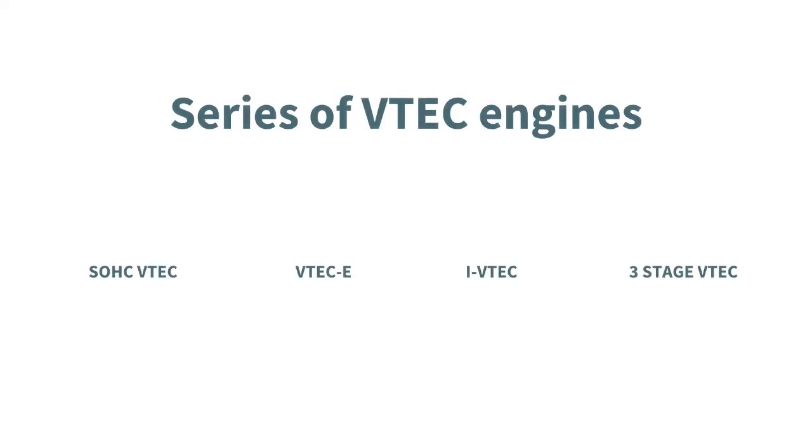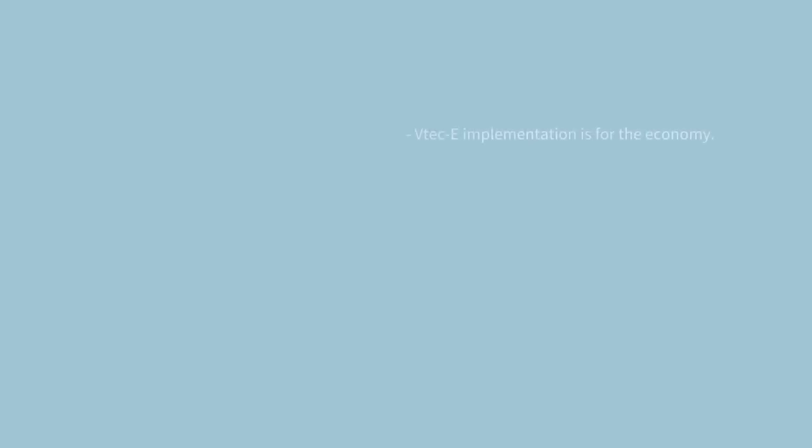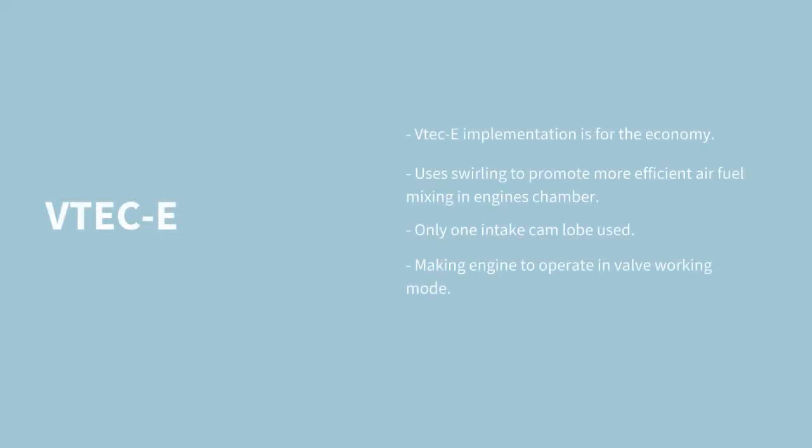There are four types of VTEC engine series. The first one is SOHC VTEC, the second one is VTEC E, the third one is i-VTEC, and the last one is 3-stage VTEC. So let's look at VTEC E first. VTEC E is implemented for economy. Users want to promote more efficient air-fuel mixing in the engine chamber. Moreover, only one intake cam lobe is used, and lastly, it makes the engine operate in valve working mode.